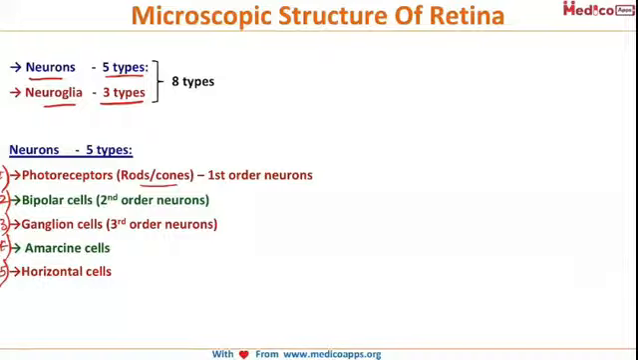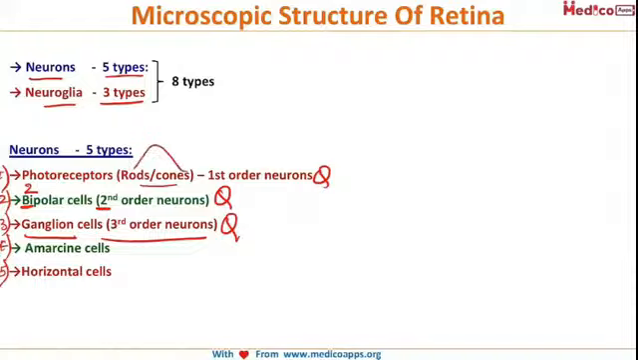The photoreceptors are the first order. These are very frequently asked. Please memorize this. The first order is our rods and cones. That's the photoreceptor. Bipolar, bi means 2, right? So these are the second order neurons. That's how you can easily remember. Bi means 2, so they are the second order neurons, and ganglion cells are the third order neurons of the visual pathway. The other 2 types are the amacrine cells and the horizontal cells.